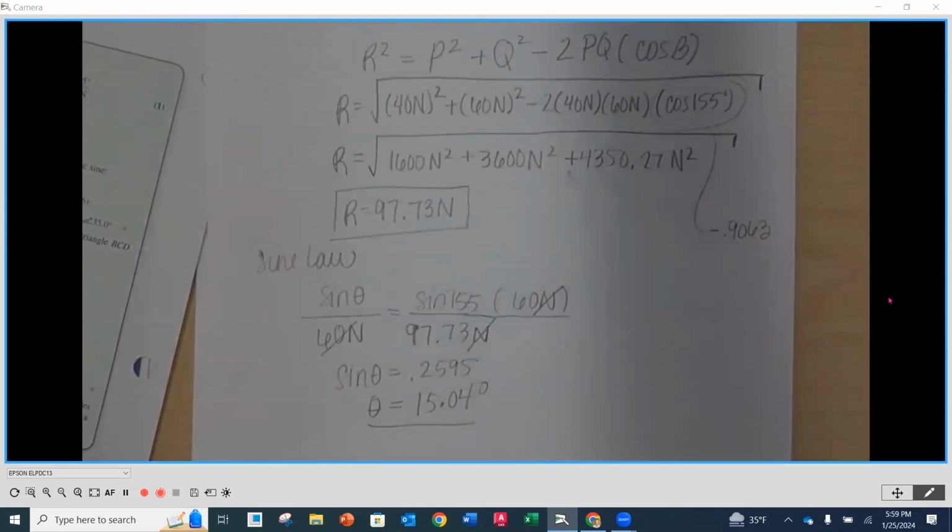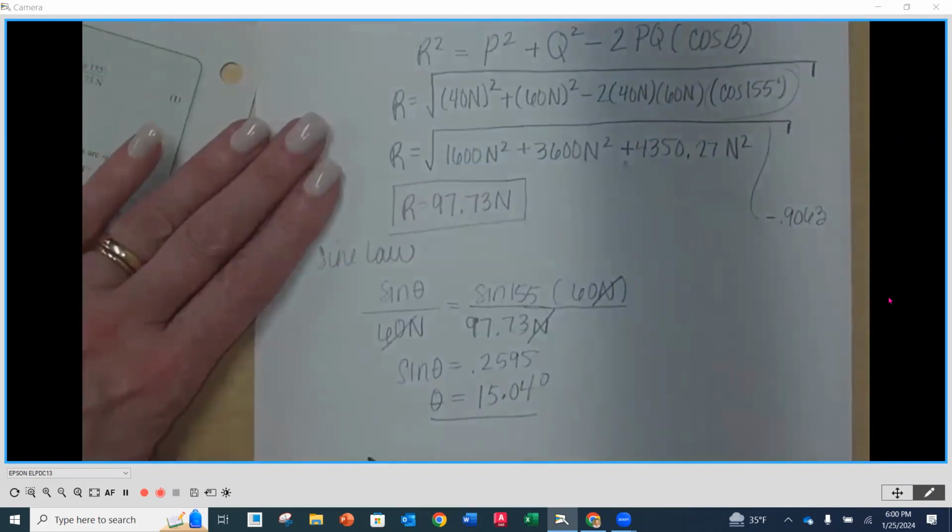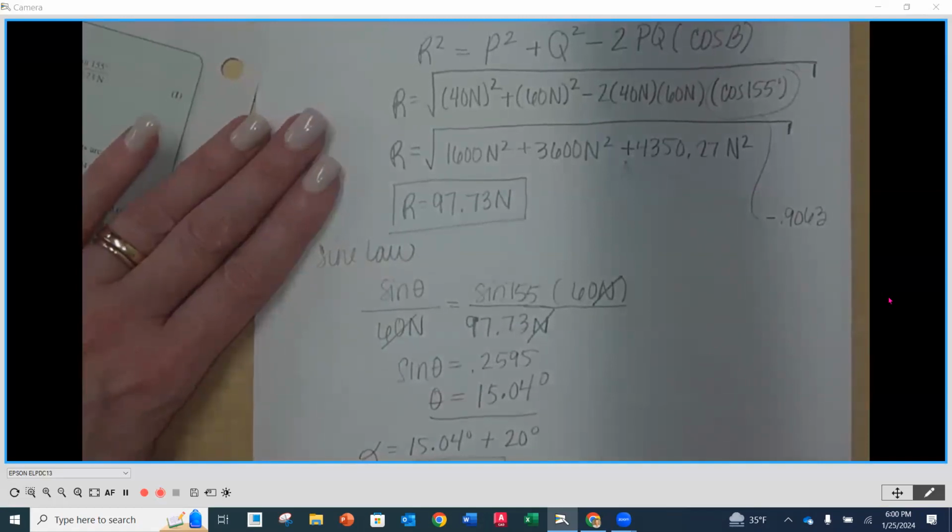Do you guys get those numbers? But that's only part of our problem, right? We need alpha. We need the angle of that resultant to the x-axis or the horizontal. Now that we have theta, 15.04 degrees, we can simply add it to 20 to calculate alpha. So alpha is going to be equal to 15.04 degrees plus 20 degrees, which is 35.04 degrees. Did everybody get the 35.04? How did you guys do? Any questions at all?